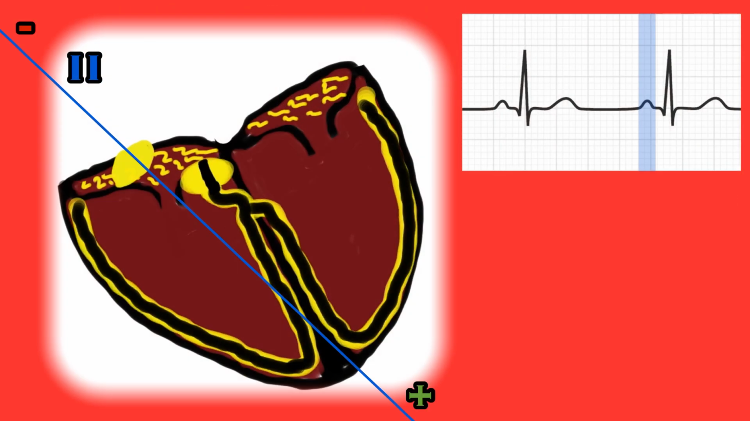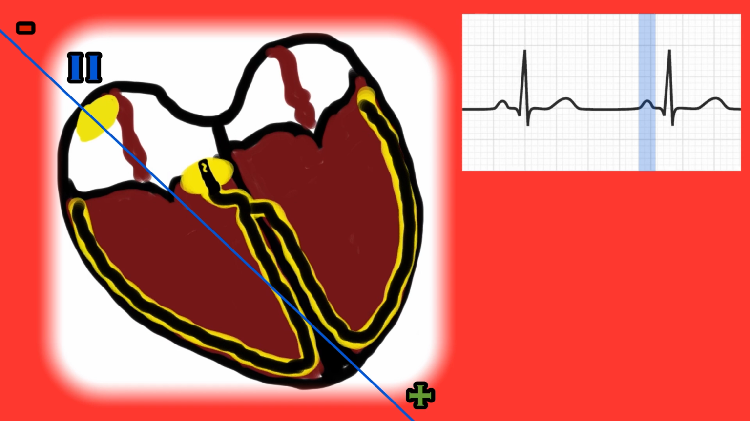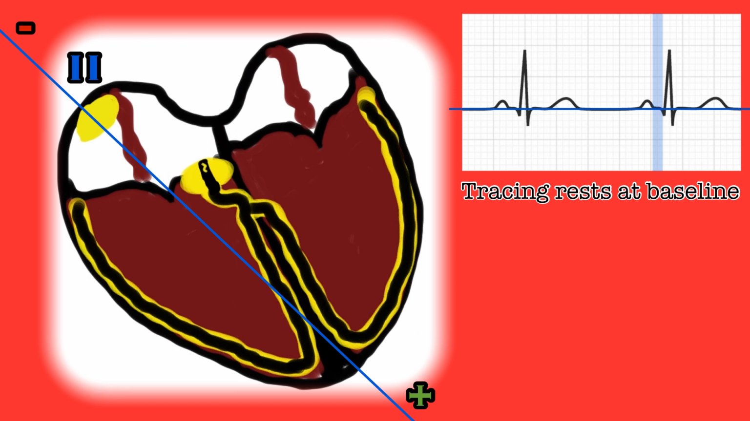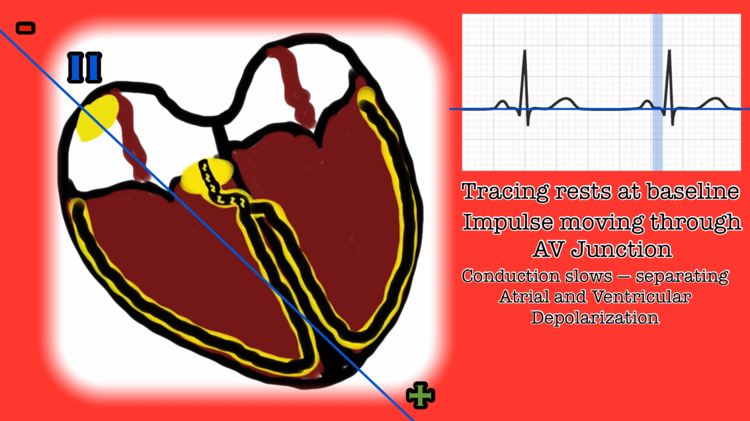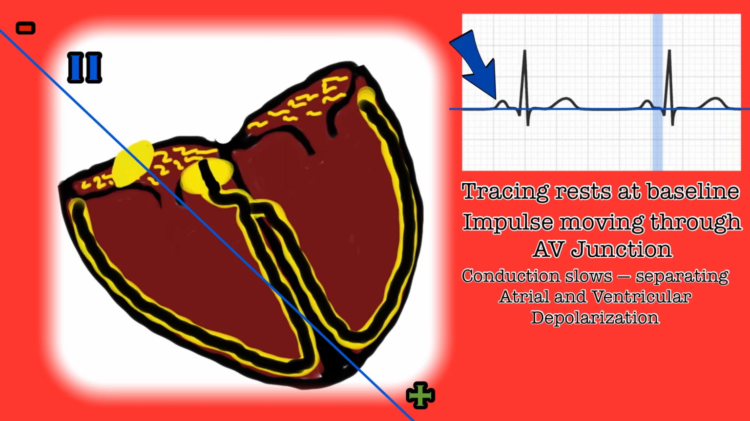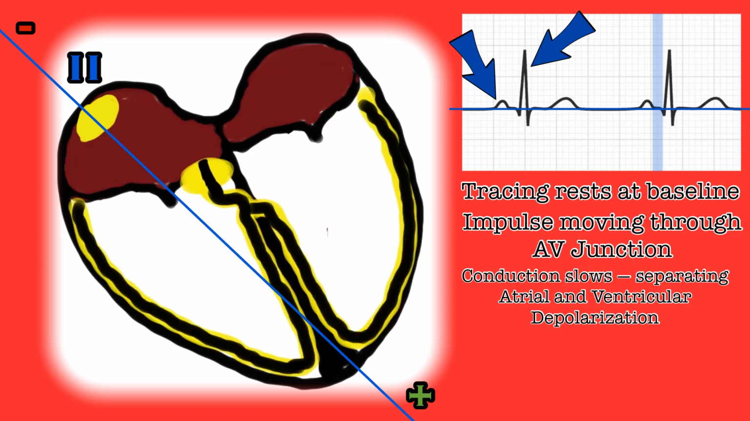Back to our perfect beat though, following the P wave, we have a short period where the tracing, that's what they call the drawing of the rhythm, rests at the baseline. Electrically, we don't see anything going on, but in the heart, our impulse has reached the AV junction, and the AV junction slows down the speed of conduction and separates the atrial depolarization from the ventricular depolarization.